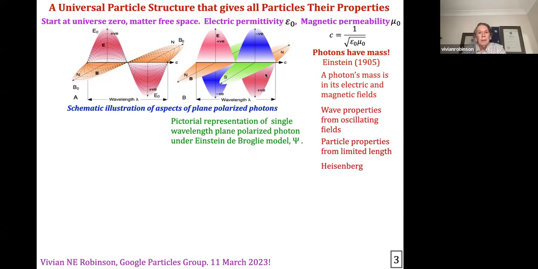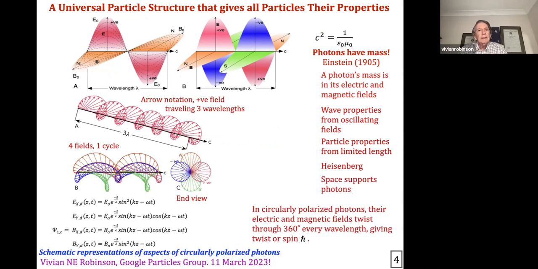This brings us to what we call Heisenberg's uncertainty principle. The photon is contained within this dimension. You can't define that accurately to a point, and that's essentially the physical origin of Heisenberg's uncertainty principle. The other thing is that in most photons, these two fields rotate through 360 degrees in one wavelength, and they become what is known as circularly polarized.